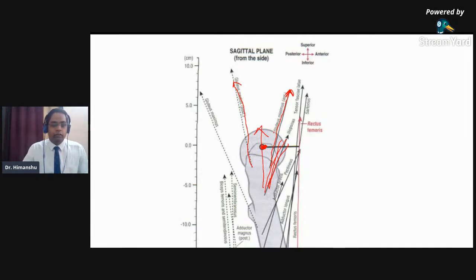Okay, so you have many more muscles such as gluteus maximus, which is a big muscle.